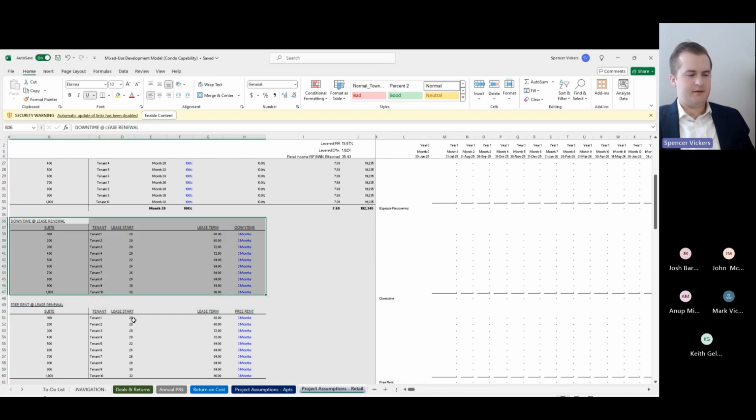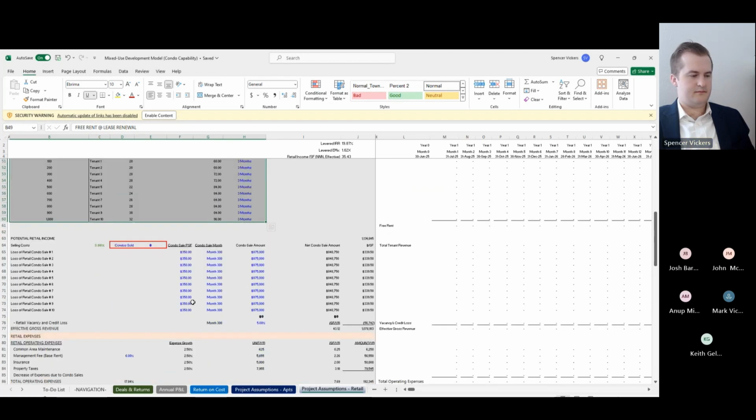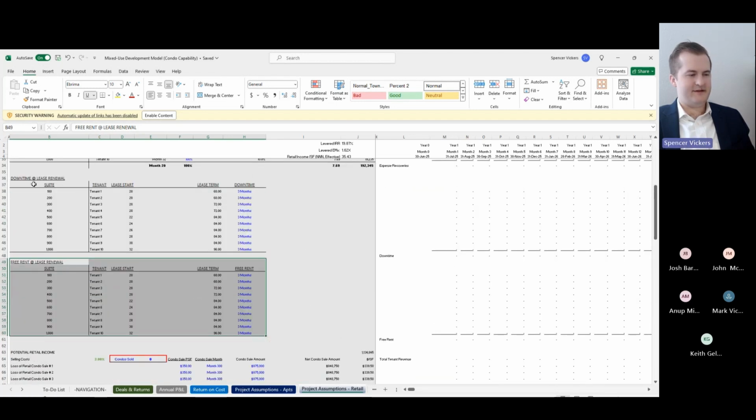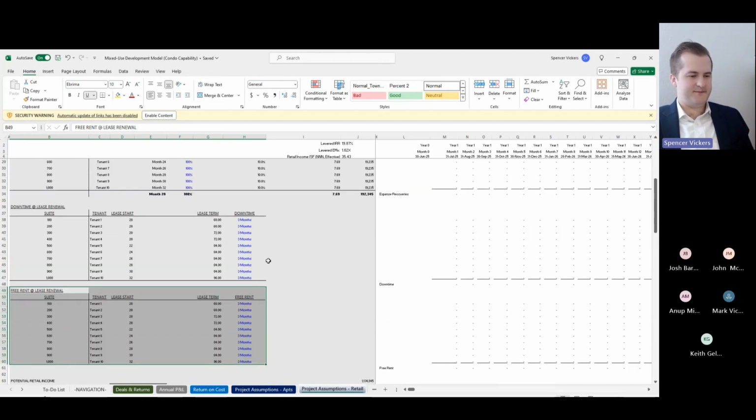Downtime at lease renewal and free rent at lease renewal. These are just at the first generation lease renewal. This model currently does not assume any second gen or third gen lease renewal, but these are just included there to help with the renewal assumptions.